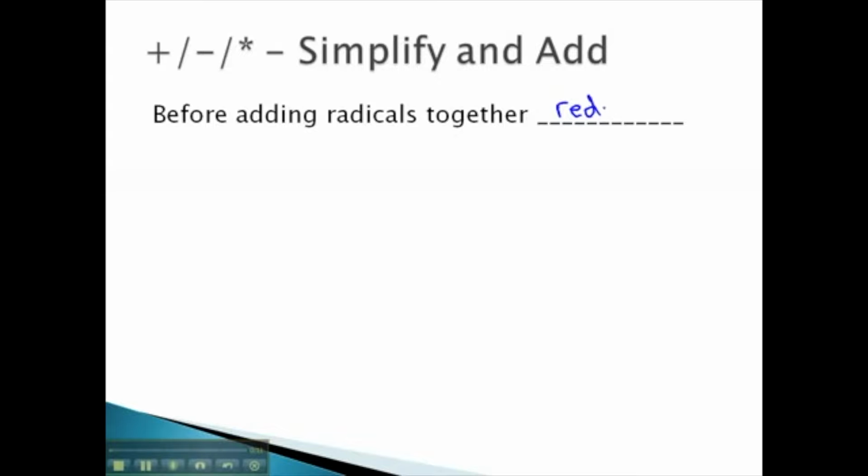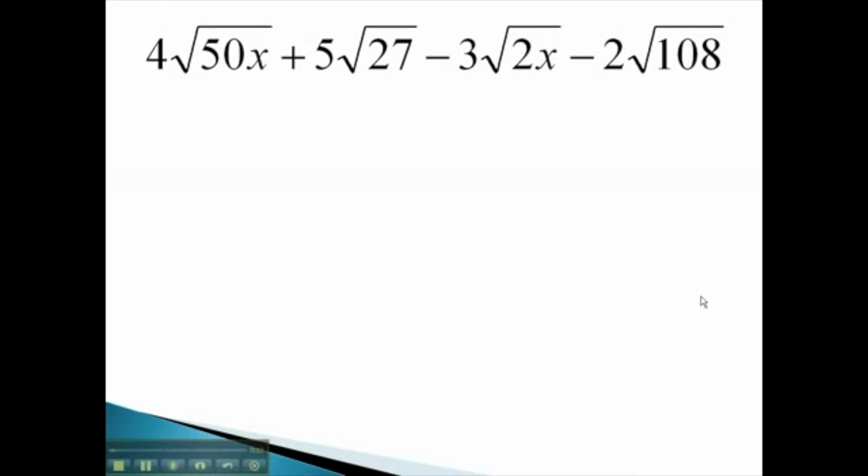Reduce the radicals, and hopefully this will give us some like radicals to work with. For example, in this problem, none of the radicals are alike. However, we can simplify the radicals by finding the prime factorizations and dividing the exponents by the index. We will assume you know how to find a prime factorization.